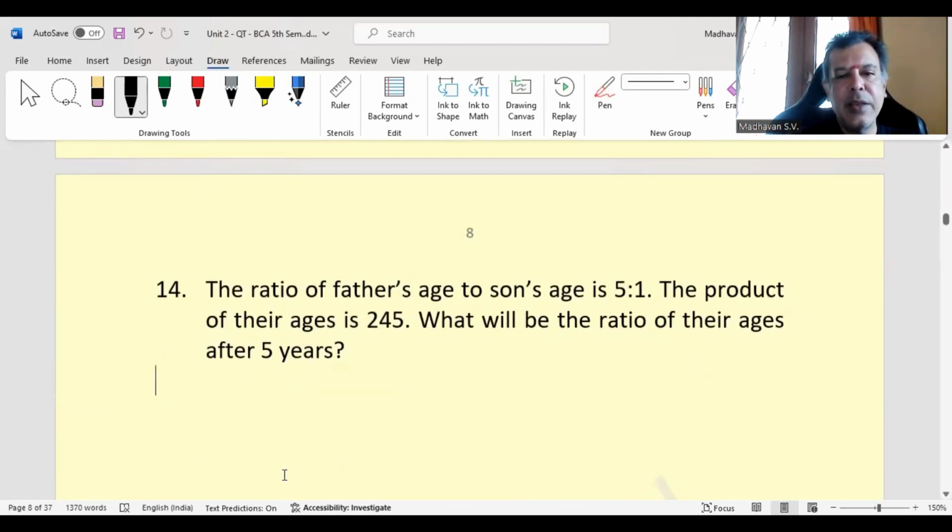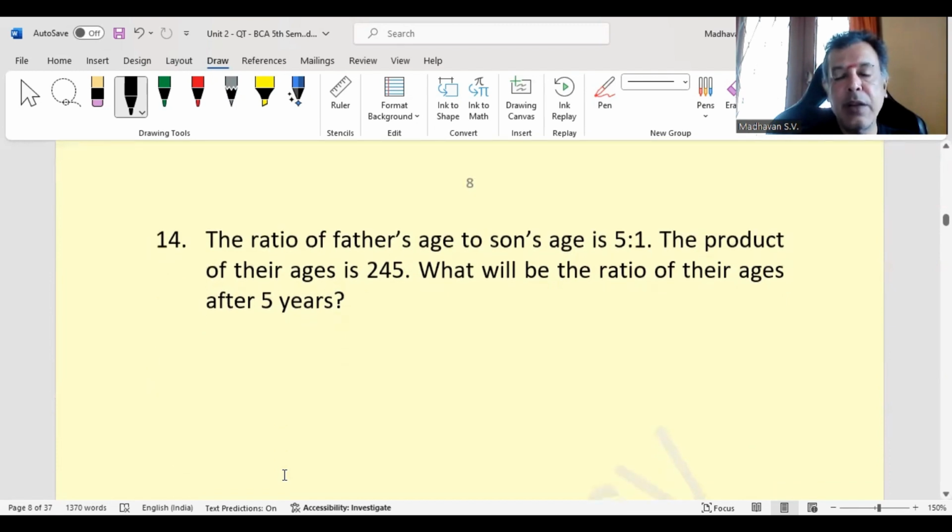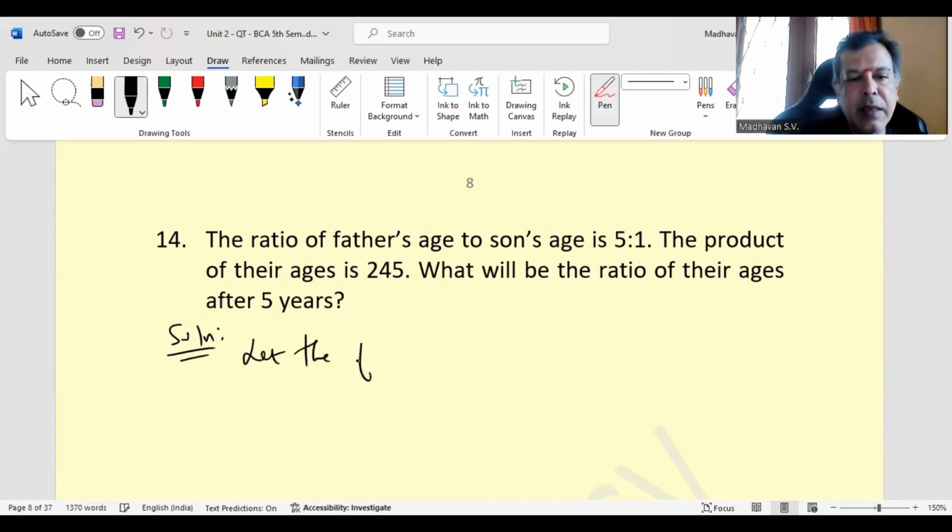The ratio of father's age to son's age is 5:1. The product of their ages is 245. What will be the ratio of their ages after 5 years? Since the ages of father and son are given in terms of ratio, we can assume the father and son's ages to be 5x, x. 1x is nothing but x.